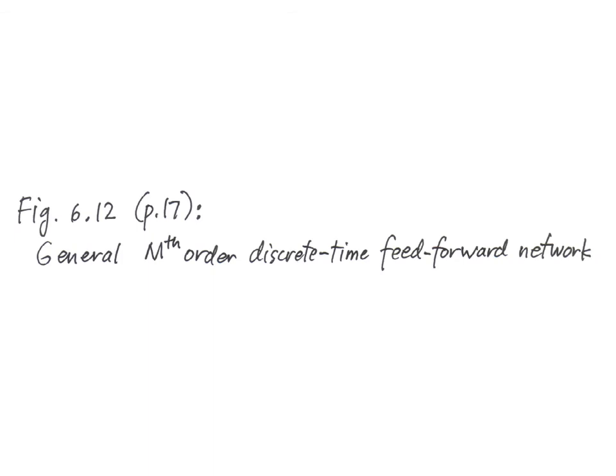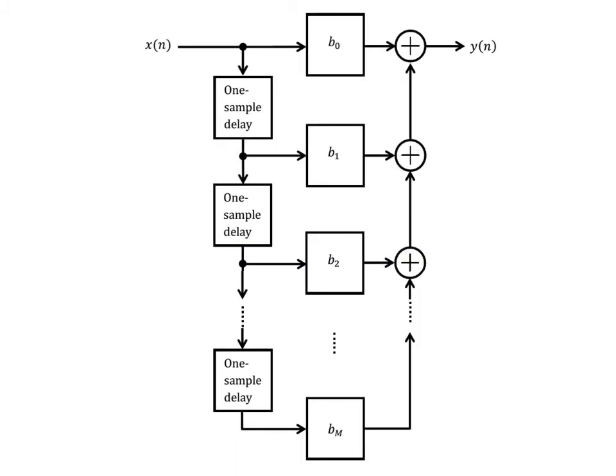Looking now at page 17 in figure 6.12, we have the discrete time feed-forward network. Notice here, what is delayed is not y, but rather x. The input is delayed, and those delayed samples of the input are fed forward to produce the output. They are fed forward by multiplying by the coefficients b0 through bm, and then all added together. X of n has no delay and gets scaled by b0.